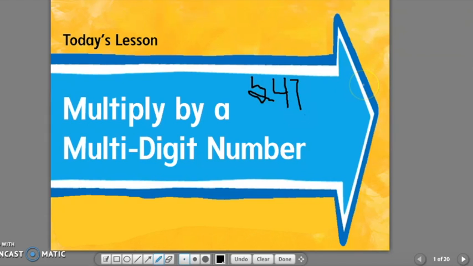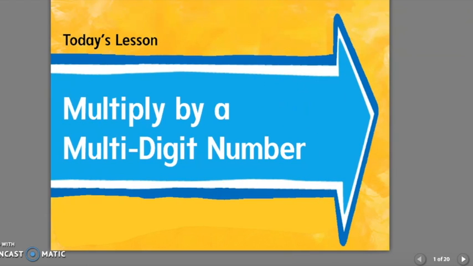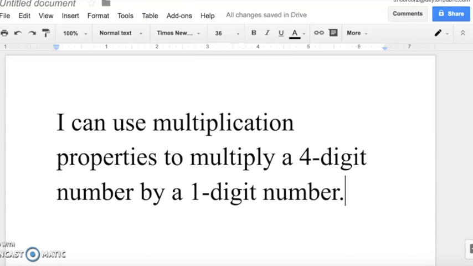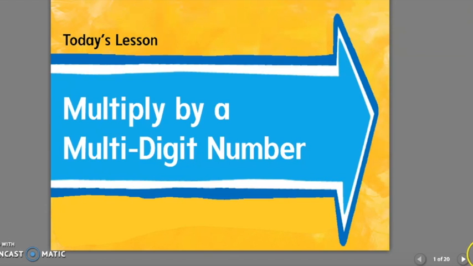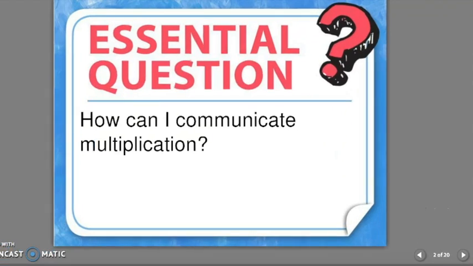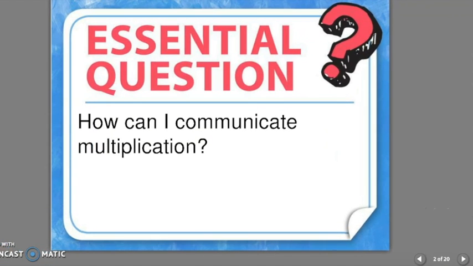All right. And your title is going to say multiply by a multi-digit number. And we know that we're going to be able to do that today. If you read our I can statement, it's also on the board. It's going to say I can use multiplication properties to multiply a 4-digit number by a 1-digit number. And today is going to be the day we actually do that. Now our essential question says, how can I communicate multiplication? And we know that it's the same as what's in your book.